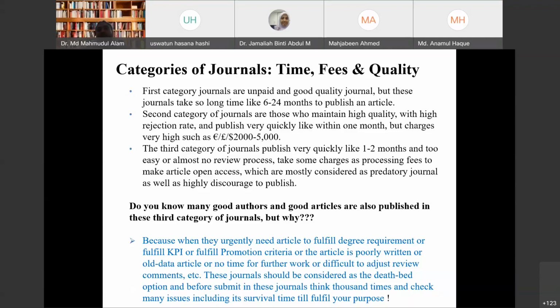And the third category of journals publish very quickly, within 1 to 2 months, with too easy or almost no review process. They take some charges as a processing fee to make the article open access, suppose 200, 300, 400, 500, like this, which are mostly considered predatory journals and highly discouraged to publish in. So this is the trap. Now we are in the trap of time, money, or quality.